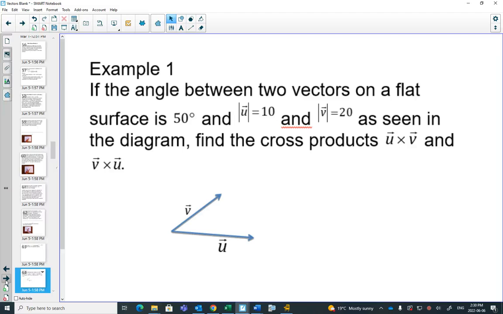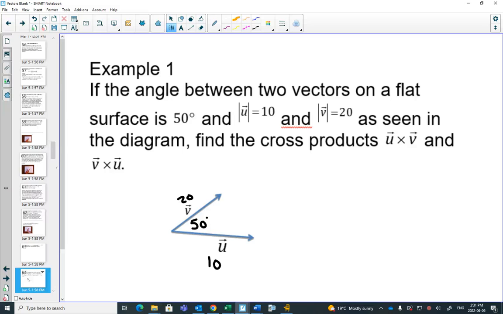So here we have two vectors, u and v. The angle between them is given to be 50 degrees. The length of u is 10, so this is 10 units long. The length of v is 20 units long. And we can find both the cross product u cross v and v cross u.